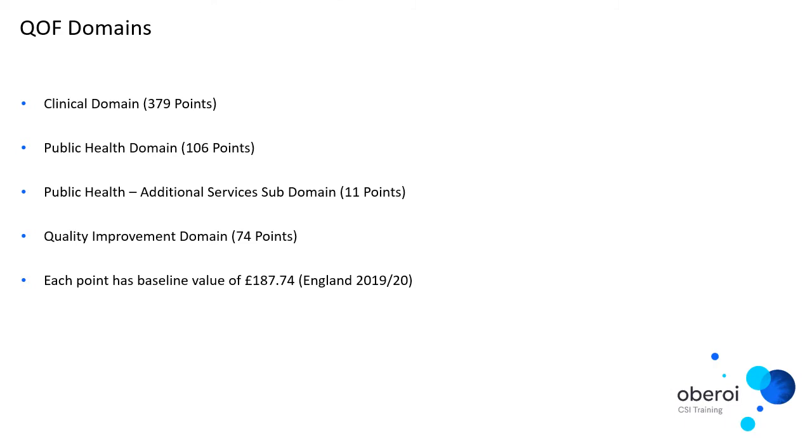So the QOF domains are split into these 4 areas. We've got a clinical domain, and that contains 379 points, public health domain for 106 points, an additional services subdomain with 11 points, and then quality improvement for 74 points. Each point has a baseline value of £187.74, so that's for England in the current year. Slight differences across Wales and Northern Ireland, but only in a matter of small amounts of pounds.